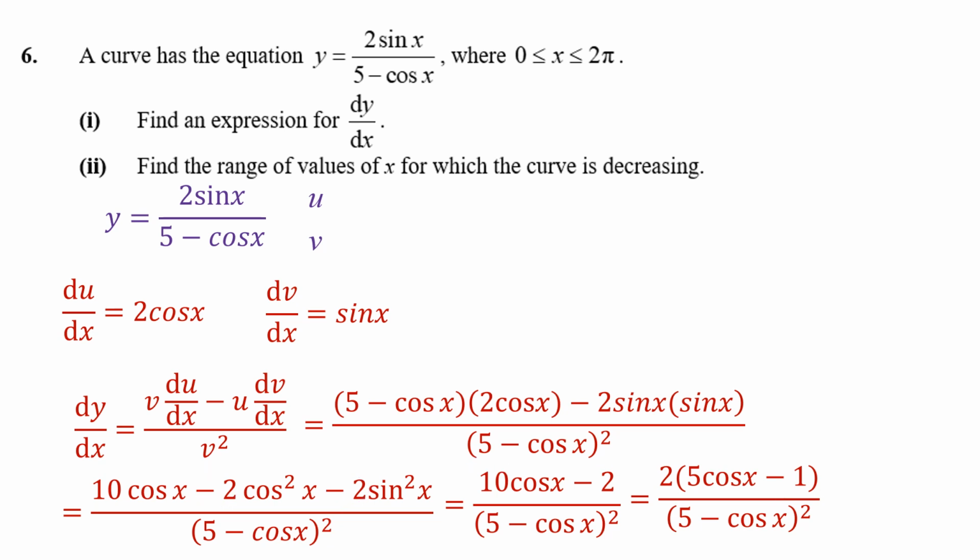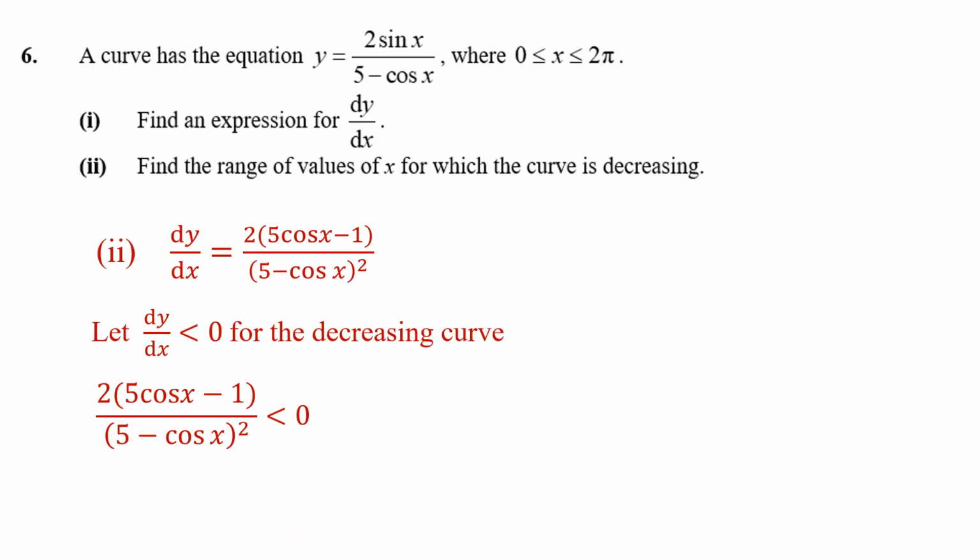Okay, and you factorize, because in 5 cos x minus 2 there's a common factor 2, so you factorize the 2 out. Why would you factorize the 2 out? It's easier to do part 2. Right, so we have found in part 1 the value for dy over dx. For part 2, you're told that the curve is decreasing and asked to find the range of values of x. A decreasing curve is when dy over dx is less than 0.